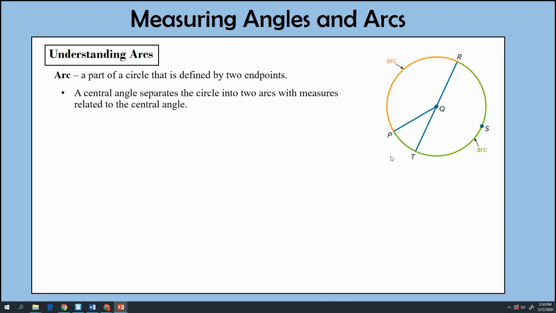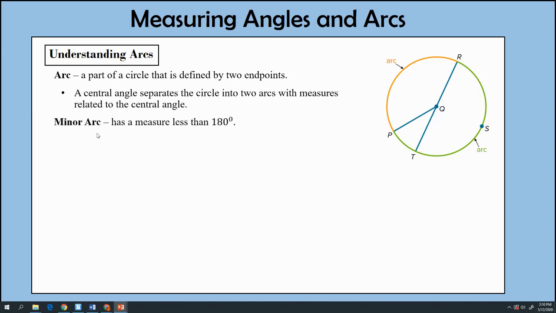So anytime you have a central angle in a circle, for example, if I look at angle PQT, this central angle really divides the circle into two different arcs. You have arc PT, which is here, this smaller arc, and then you have the arc that would go from P through R and S all the way around to T. Even though that's what we would call a major arc, we'll get to that in a second, the central angle has still divided the circle into two different arcs.